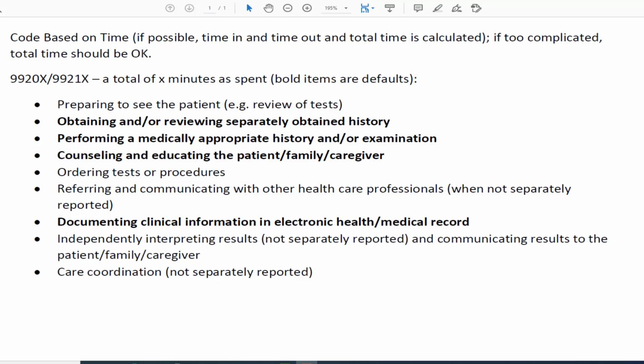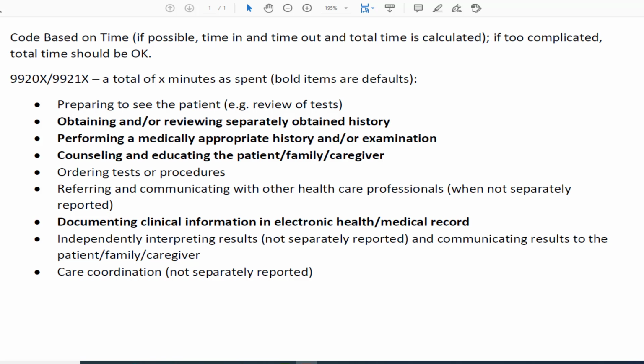All right, I put in bold the 4 items that most chiropractors will utilize on every new patient exam, and that would be obtaining and or reviewing separately obtained history, okay? Number 2, performing a medically appropriate history and exam. Number 3, counseling and educating the patient, family, caregiver. And number 4, documenting clinical information in the EMR or EHR, all right? So those 4 things could be automatic. Unless you're not using an EMR, EHR, then you wouldn't use that one, or if you're not doing the other things. And then the other things that are not in bold, you should add those as appropriate, all right?